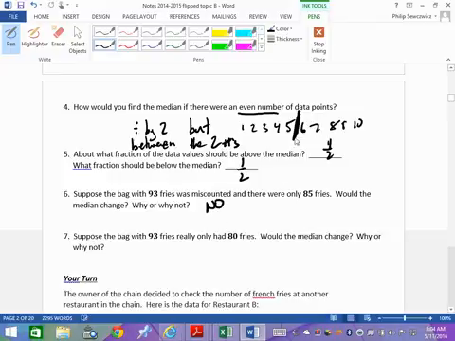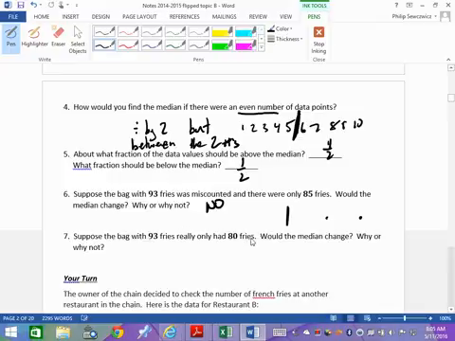No, because our median is here. If we've got a number that was way over here and it just gets moved over here, it's not going to affect who's to the left and right of it. The only way it's going to get affected is if it gets moved onto the other side of the median.